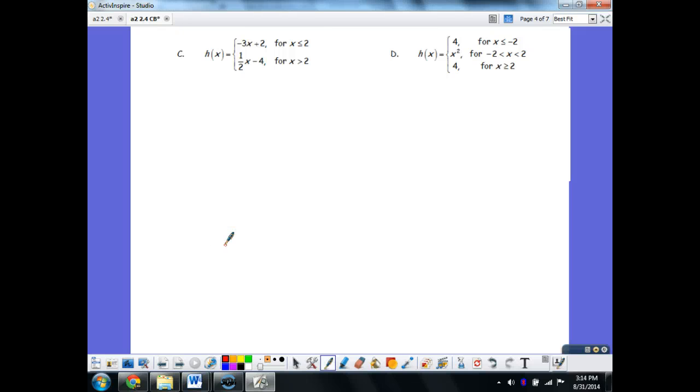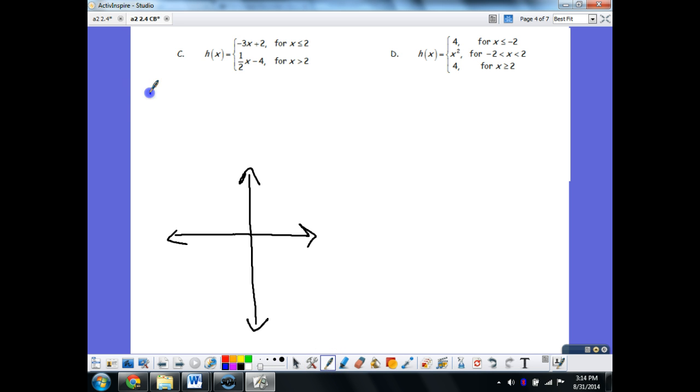In this next video, we're going to graph C and D in your list of examples there. So we're going to continue on with C, where we are defining a piecewise function h of x, and it's defined in two parts, and those two parts, once again, are lines. So we're going to define that first part, or graph that first part.